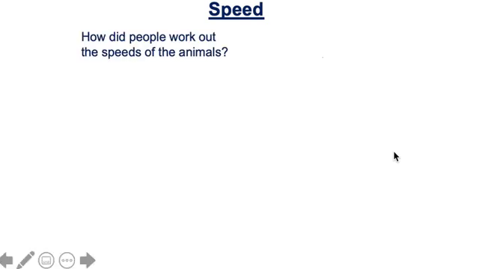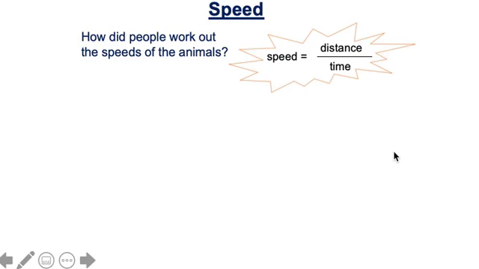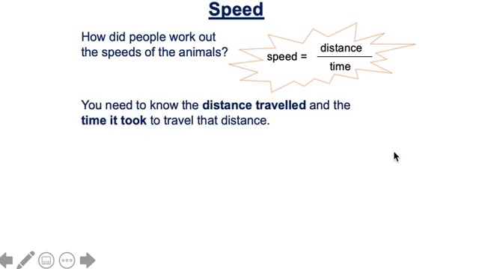Okay, so how can we calculate the speed? How do people work out the speed of animals? We use this equation: speed equals distance divided by time. So you need to know the distance travelled and the time it took to travel that distance.